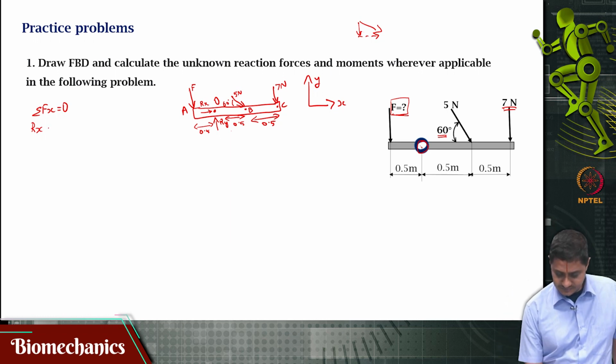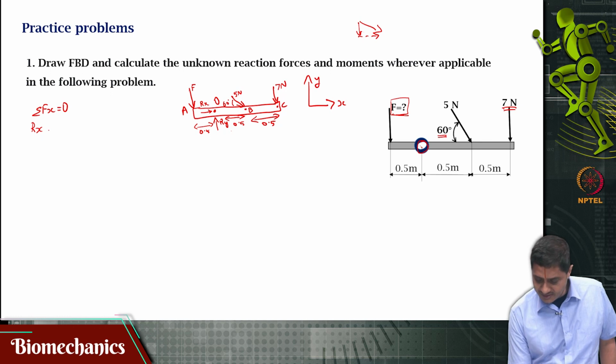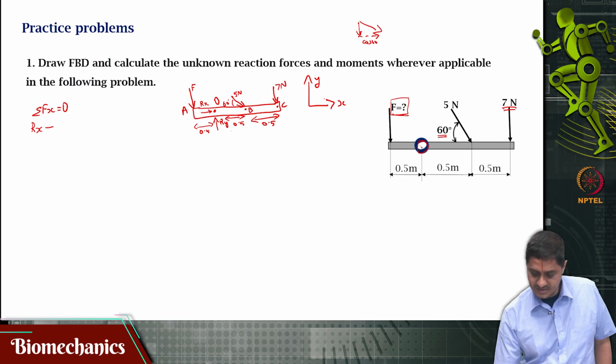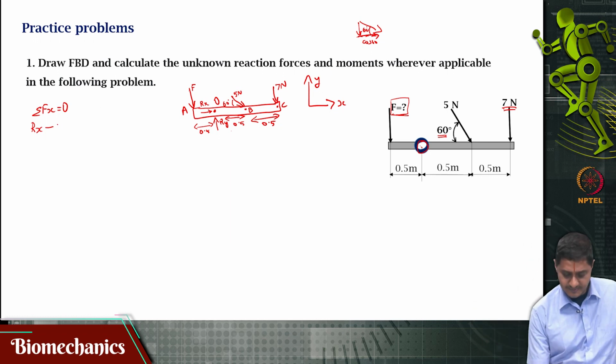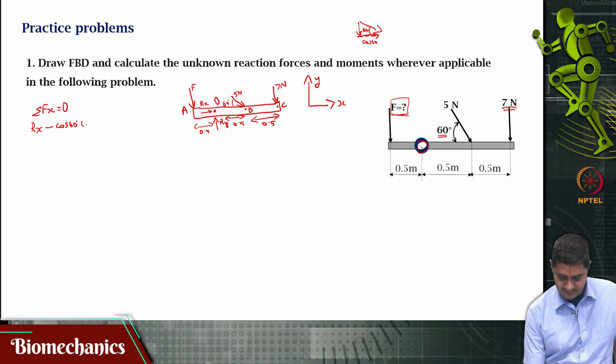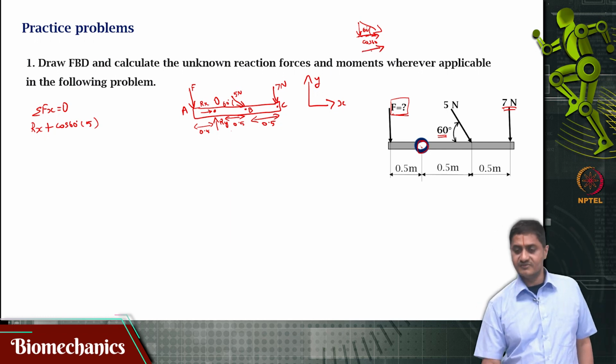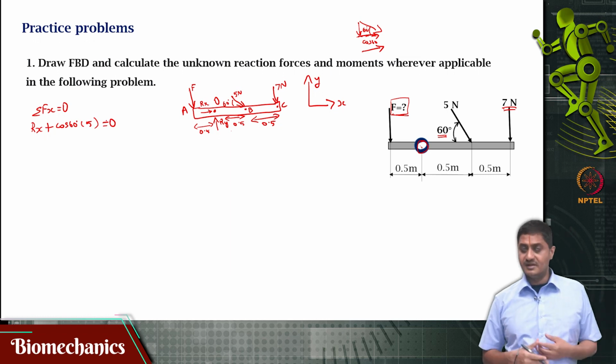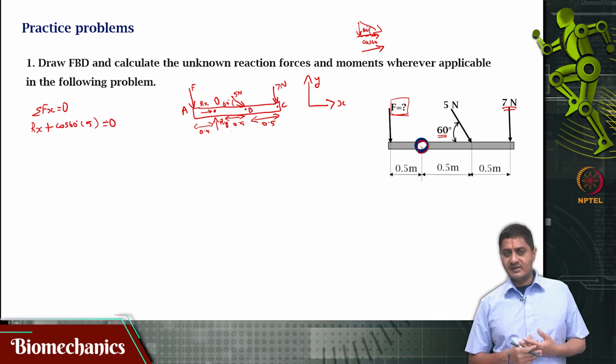So, I will write this as Rx minus 5 times cos 60, is it not? This angle is 60 degrees, is it not? So, this distance then is cosine of 60, cos 60 times 5. But will it be negative? No, right? It will be positive, because this is in the positive x direction, right? It will be Rx plus 5 times cos 60 is 0. Anything else I have missed? The answer is no. Okay.